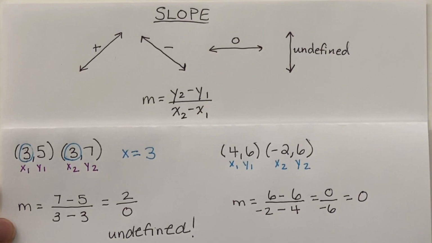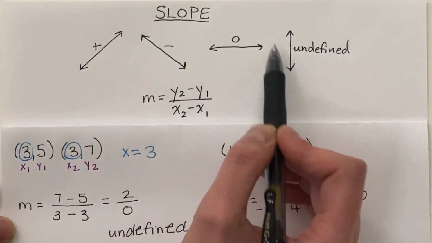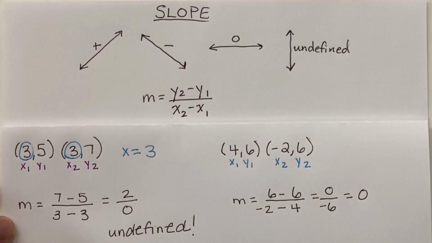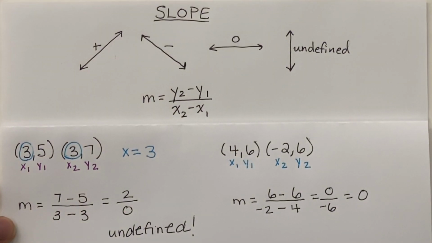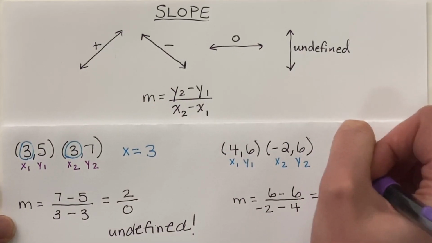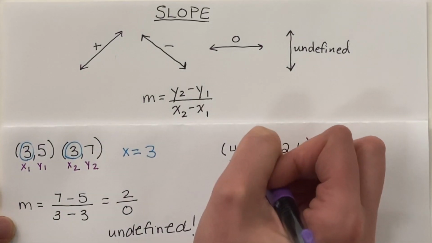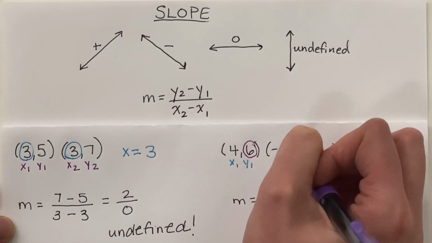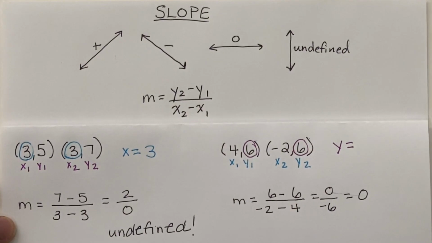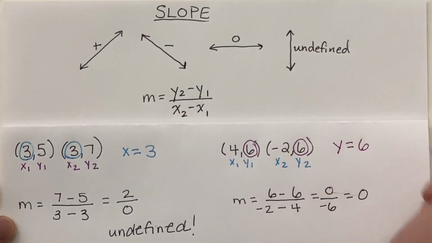And when we look at Mrs. Sullivan's diagram, we see that a horizontal line has a slope of 0. And when we think about what we learned, we know that the equation of a horizontal line is always y equals some number. And when we look at our 2 points, we see that the 6's are the same, and they're in our y spot, which must mean that our equation is y equals 6.